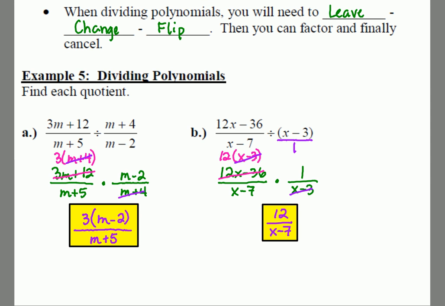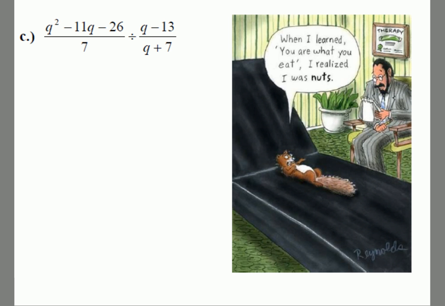Alright, last example here. So our final example here, C, is where we're going to have to do a little factoring, we have to do our leave, change, flip. So we're going to leave q squared minus 11q minus 26 all over 7. So we leave that, change our sign, make this a q plus 7 and a q minus 13.